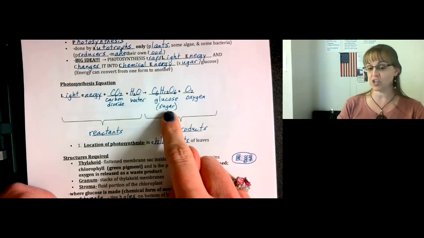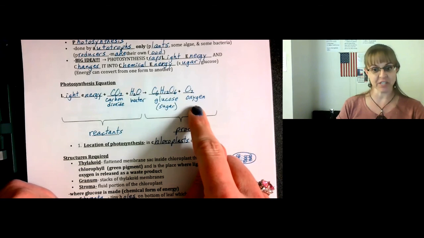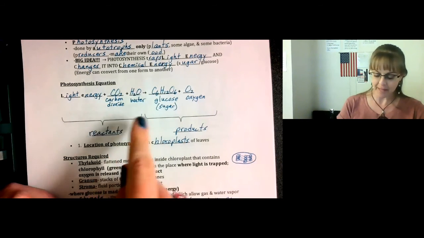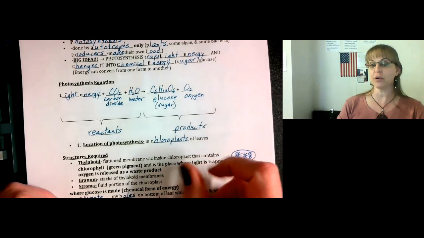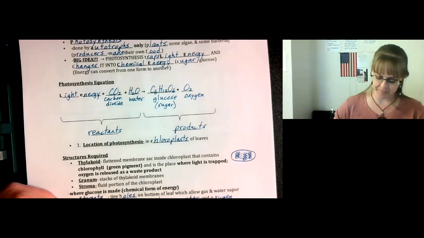It produces sugar as a useful product. That's what the plant uses for its food. And it produces oxygen as a waste product. It just gets rid of it. It doesn't want it. It can't use it, but we use the oxygen. And these are your products, glucose and oxygen. Glucose is the simplest form of sugar, and that is the type of sugar that your body will use, and it's the type that plants produce.